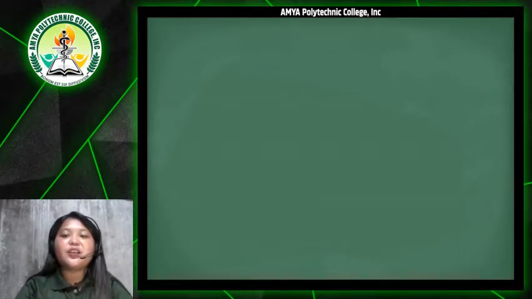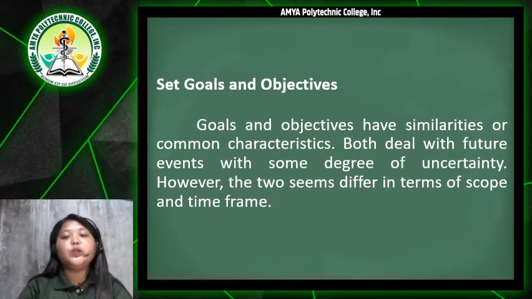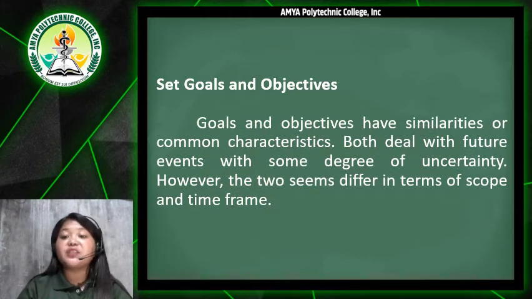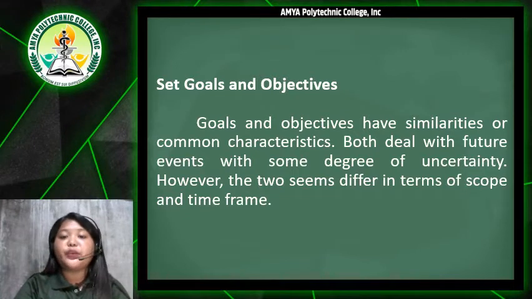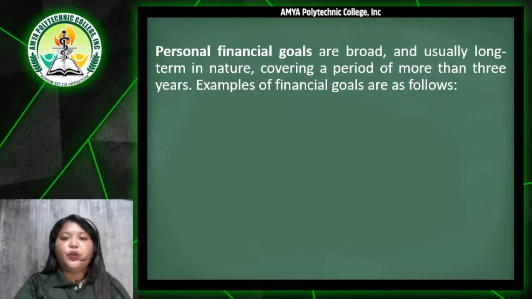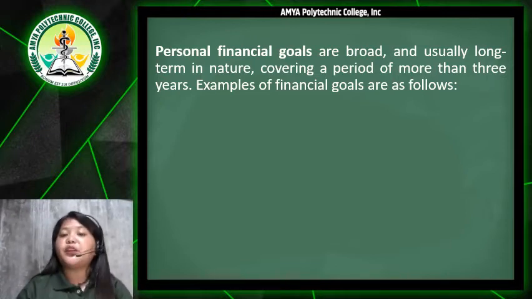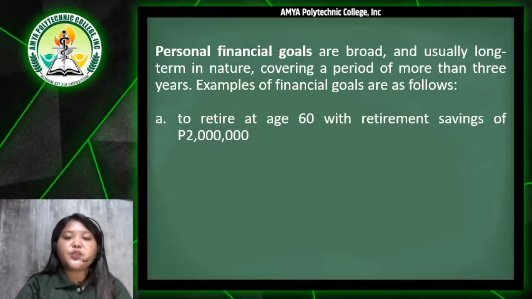Next is setting goals and objectives. Goals and objectives have similarities or common characteristics. Both deal with future events with some degree of uncertainty. However, the two differ in terms of scope and time frame. Personal financial goals are broad and usually long-term in nature, covering a period of more than 3 years.